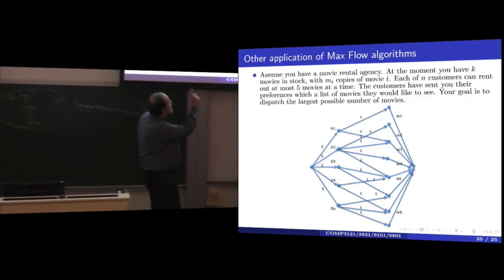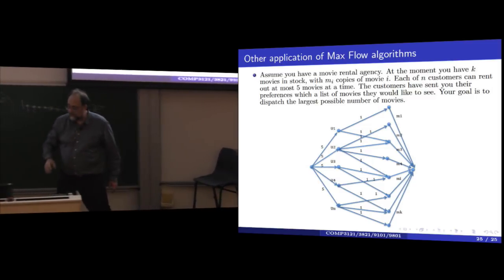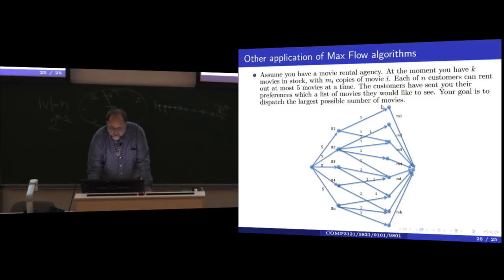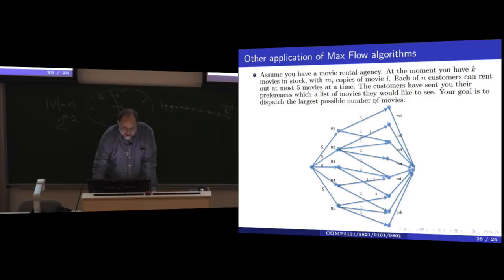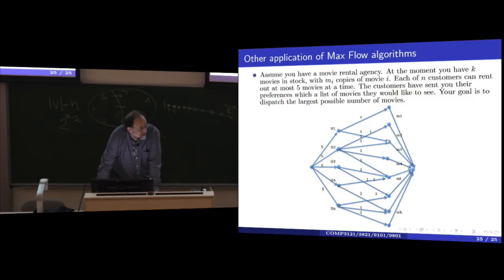So you have M1 many copies of this movie. You have M2 many copies of the second movie. M3 many copies of the third movie. Right? Okay. So now, each movie might be requested by several users. So if you have, say, three copies and five users want to see it, you can only assign three copies, right? Because this is how many physical copies you have.